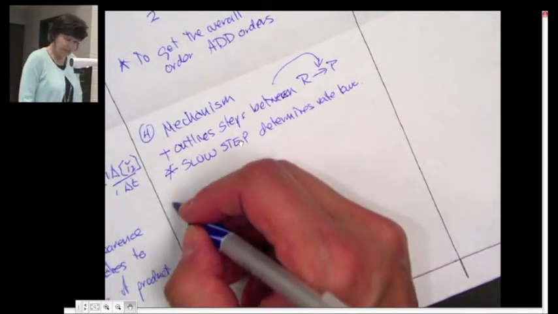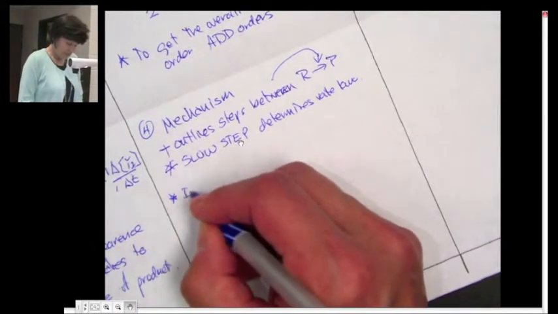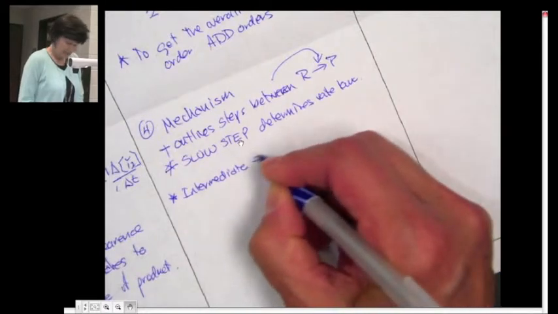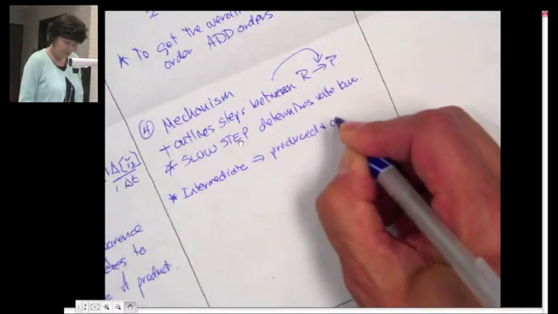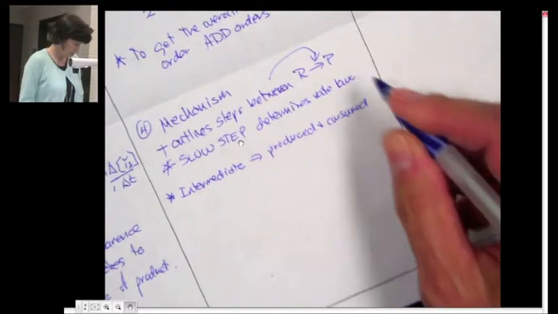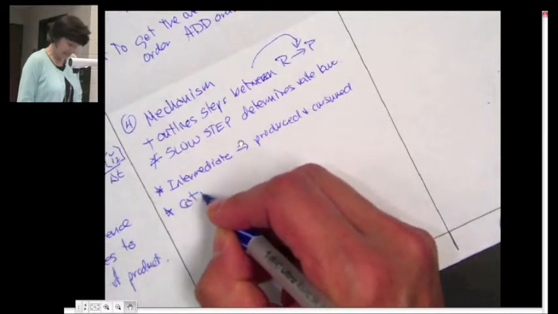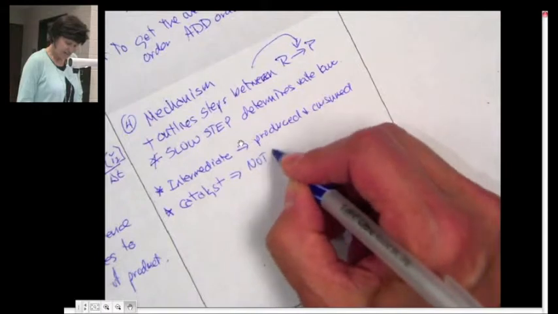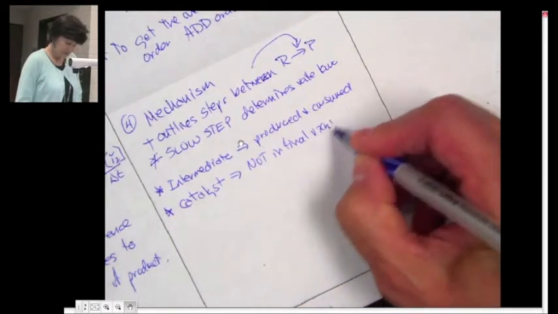So let's get two definitions down here, get them under our belts. Remember that an intermediate is produced and consumed, while a catalyst, on the other hand, is not in the final reaction. It goes in and comes out.